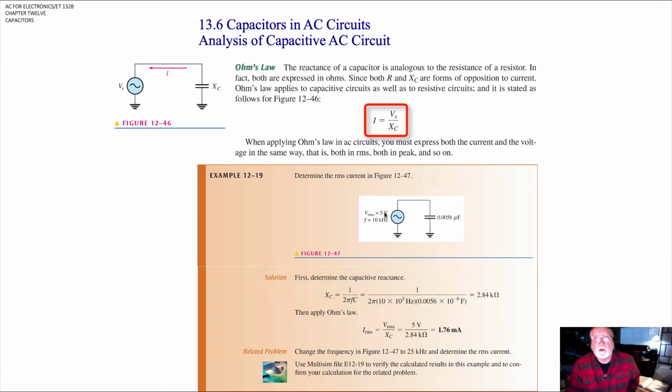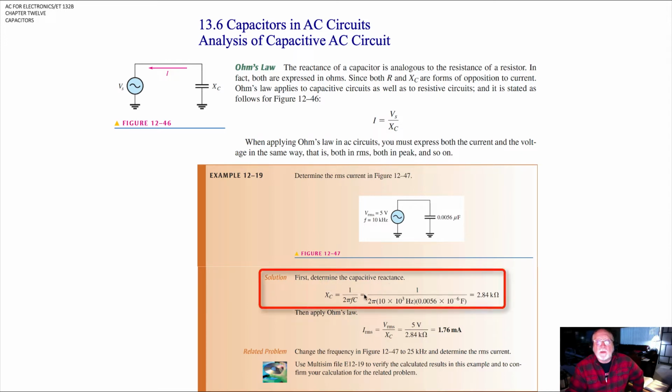So again, a simple circuit here. Looking at the circuit, we've got one capacitor, we've got our voltage source, a 10 kHz source, 5 volts, and 56,000 microfarads. So again, the first thing we're going to do is determine the capacitive reactance. We take our values, 2 pi times 10 times 10 to the third hertz, and our capacitance value gives us X sub C of 2.84 k ohms.